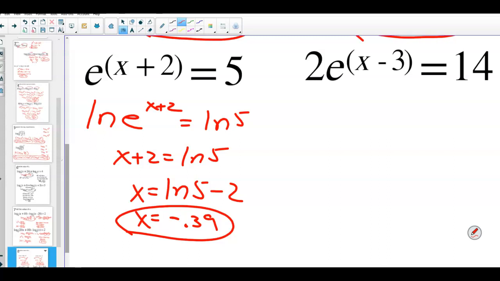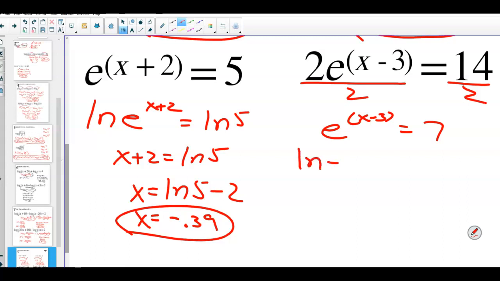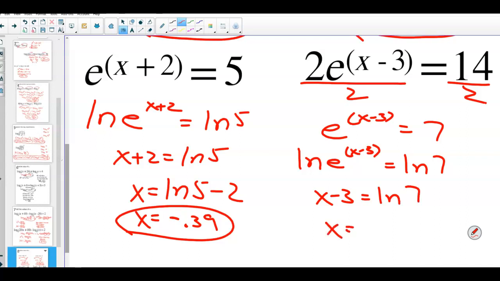Here we got to divide by 2 first, because once again I got to get that e alone. And now we're taking the natural log of both sides. So this becomes x minus 3 equals natural log 7. We add 3 to both sides, natural log 7 plus 3. Natural log 7, add 3 to it, and we get 4.95.